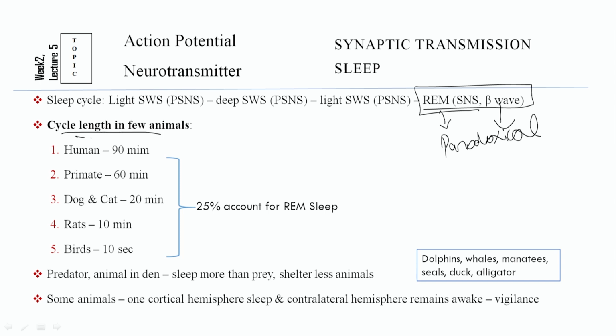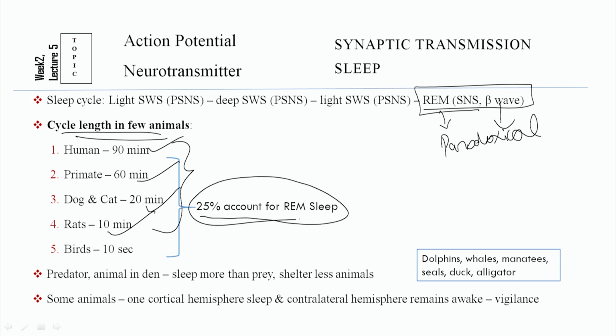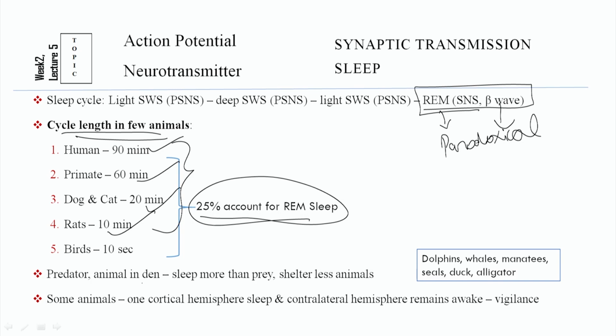Then the sleep cycle length in different animals: in humans it is 90 minutes, in primates it is 60 minutes, in dogs and cats it is 20 minutes, and in rats it is 10 minutes. Out of this, around 25% is accounted for by REM sleep, and in birds it is 10 seconds. Now, which animals can sleep well? Predator animals usually sleep well. If the animal sleeps in its home, like we are used to sleeping in our home, it has a sound sleep. In the same way, animals that sleep in their own den sleep more than prey animals or shelterless animals, because anytime a predator may come and attack them.